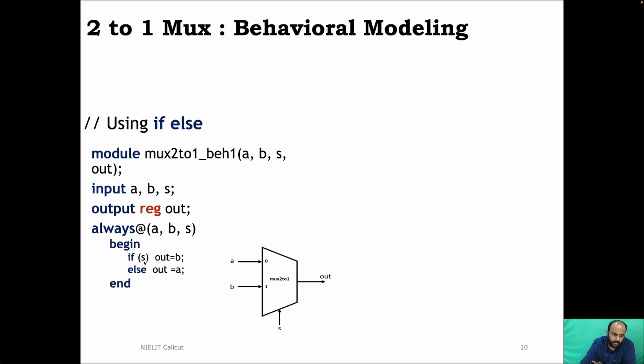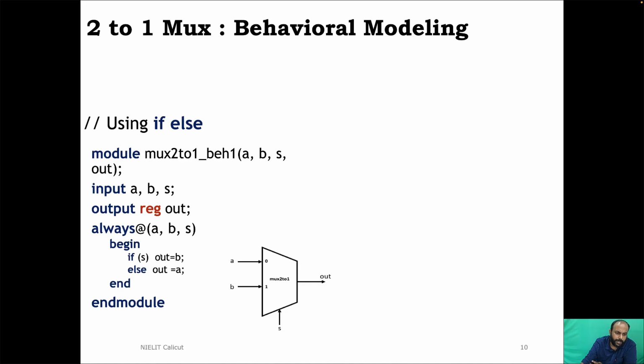So if S, what should be the output? According to my specification, if S is equal to 1, the output should be P. Else, my output is A. That is what I accomplished here. Whenever I write a begin to start grouping statements, once it is done, I should put an end. Then I am good to write endmodule and terminate the program.